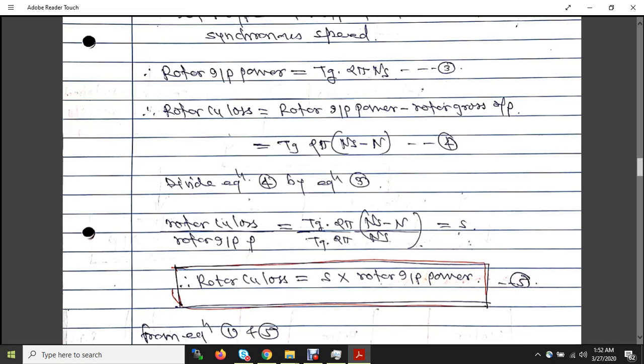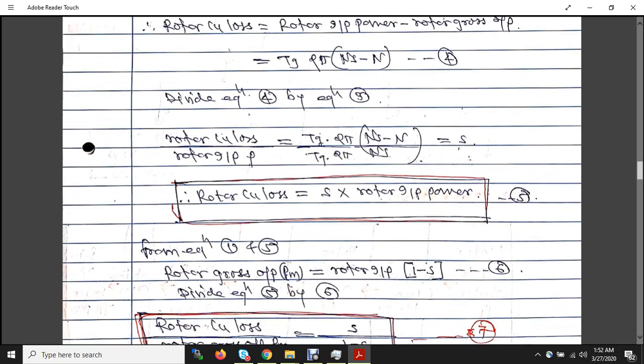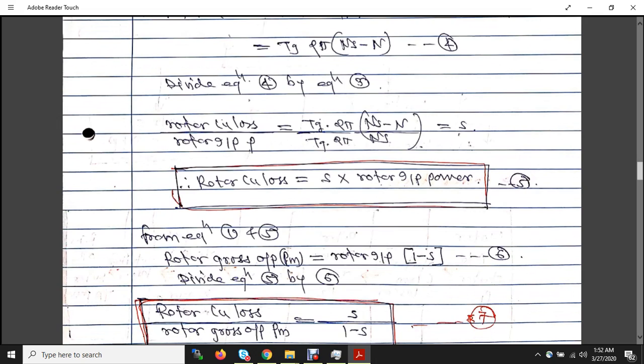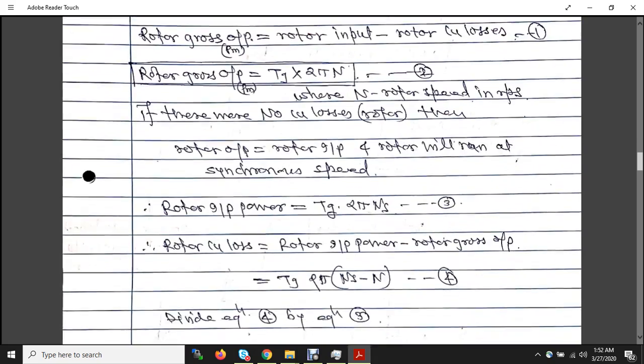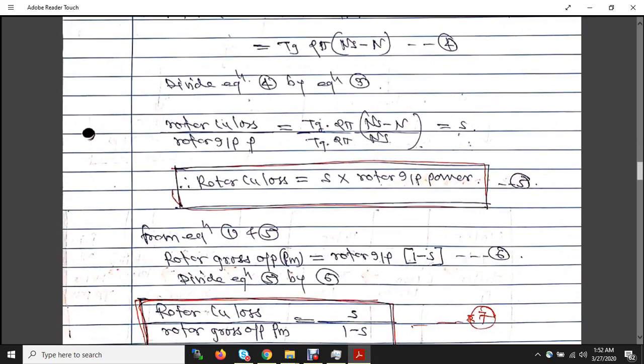In this way, we have derived the relation for the rotor CU loss, which is equal to S times the rotor input. This is say expression number 5. Now, from equation 1 and 5, the rotor gross output equal to rotor input minus rotor CU losses. So what is the rotor CU loss? S into rotor input. So we can take the rotor input as common, and what is the remainder in the bracket? 1 minus S. So rotor gross output equal to rotor input into bracket 1 minus S. Say this is equation 6.